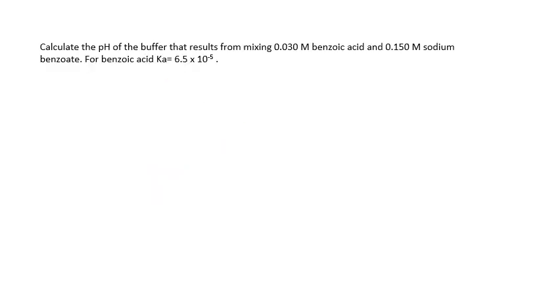Let's see this practice question. Calculate the pH of a buffer that results from mixing 0.03 molar benzoic acid and 0.15 molar sodium benzoate. For benzoic acid, Ka is given as 6.5 times 10 to the power negative 5. So we don't need to know the formula of benzoic acid or anything. We know it is not in the list of strong acids we learned. So it is a weak acid. And benzoate is the salt formed by the conjugate base of that weak acid.